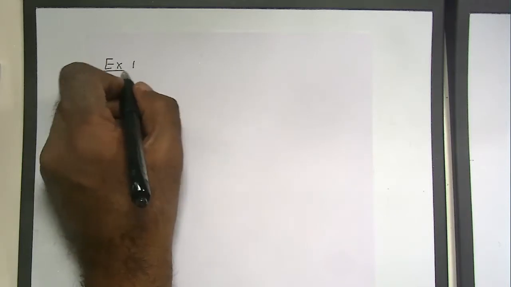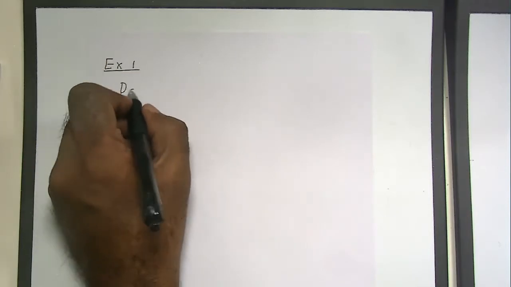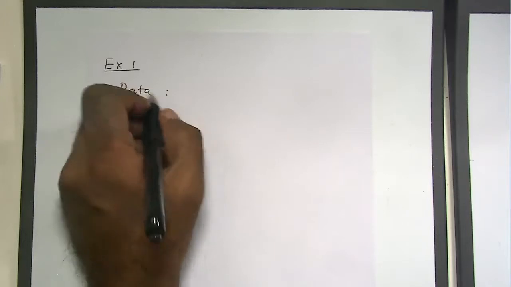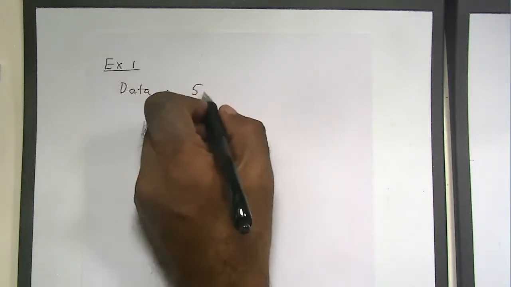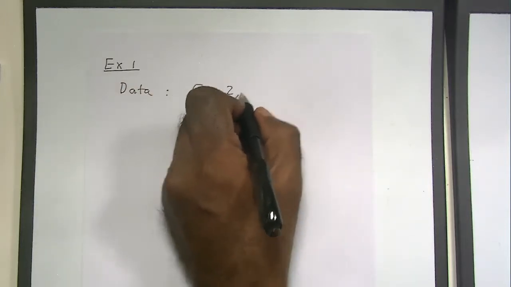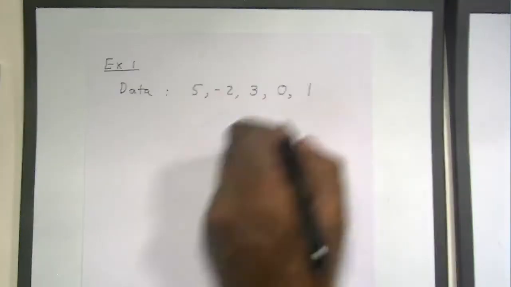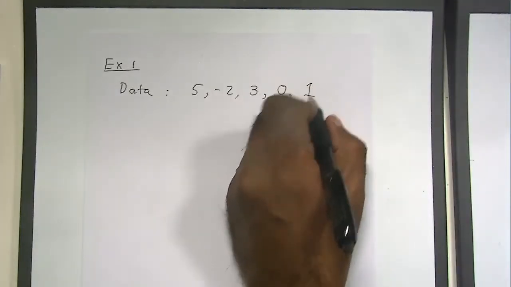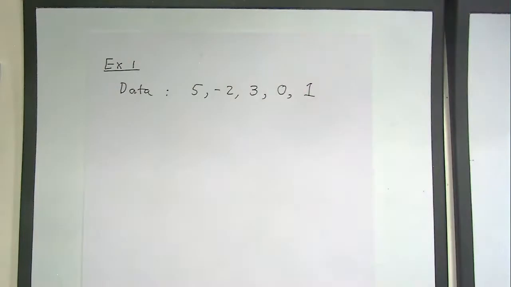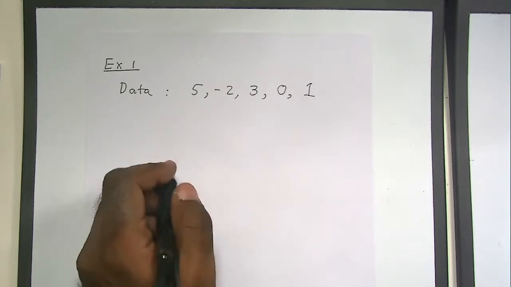Example 1. Suppose we have data: 5, minus 2, 3, 0, 1. These are some imaginary data I created. Suppose these are the actual losses. Now, according to the historical method, the first thing you must do is to arrange the data.